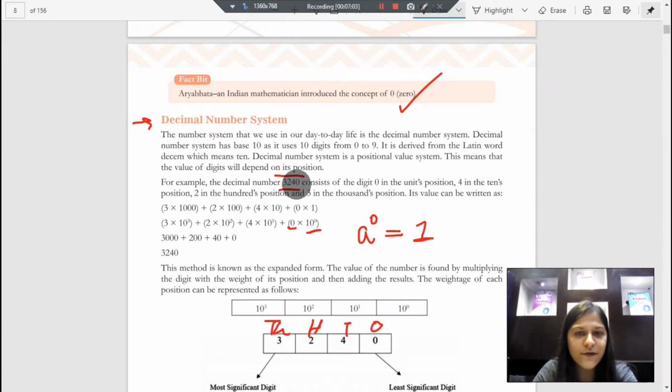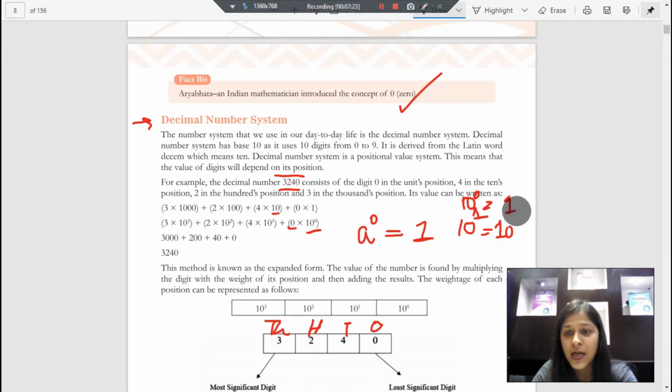Now, what does 40 mean? 40 means 4 into 10. And what does 10 mean? 10 means 10 raised to the power 1. Any number raised to the power 1 is the number itself. Alright? Great. So far we have learnt two simple things. 10 raised to the power 0 is equal to 1. 10 raised to the power 1 is equal to 10.